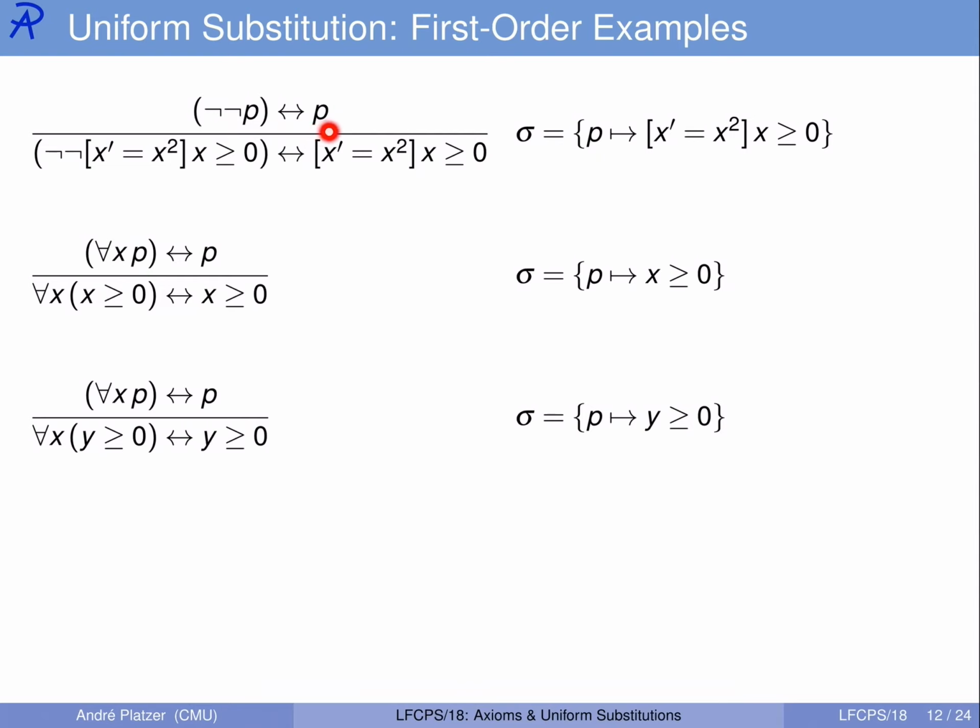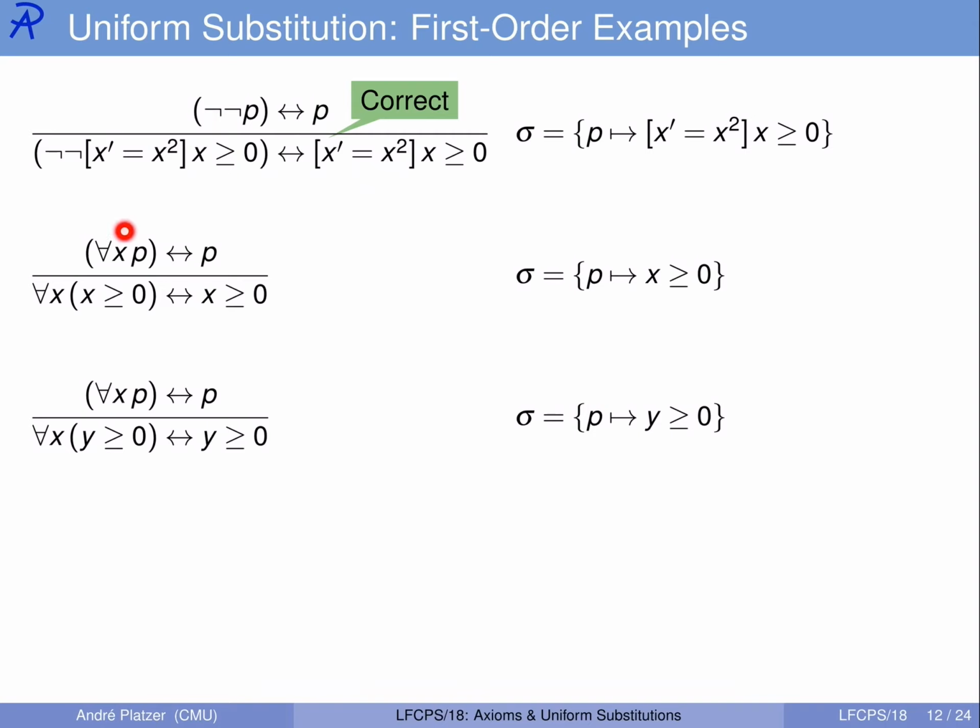Not p equivalent to p, well, that's a valid formula in all classical logics. And now if we take the uniform substitution that replaces the predicate symbol p, which has no arguments, by this concrete formula, always after running x prime equals x squared is x squared equals 0, well then that's also true, right? And this is what the replacement looks like.